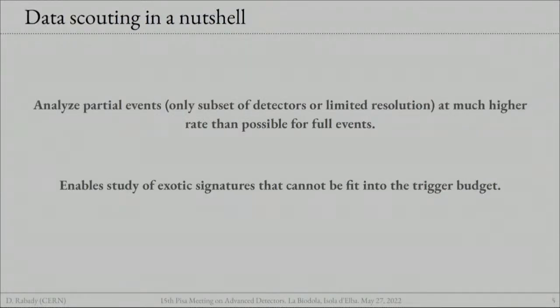Okay. So what is data scouting, the topic we're going to talk about today? The idea here is that we analyze partial events, so either only a subset of detectors or the data at limited resolution, at a much higher rate than we could otherwise do given the trigger budget or the time constraints we have on the trigger. This could enable the study of exotic signatures that wouldn't otherwise fit in the trigger budget, again, either for time reasons or for bandwidth reasons, because we just can't read out the detector.